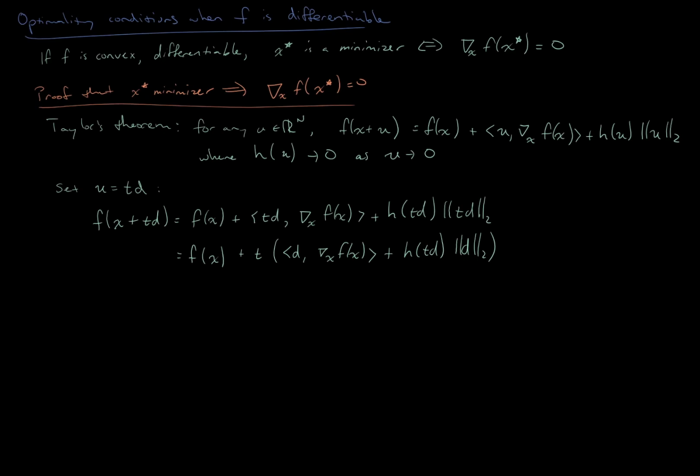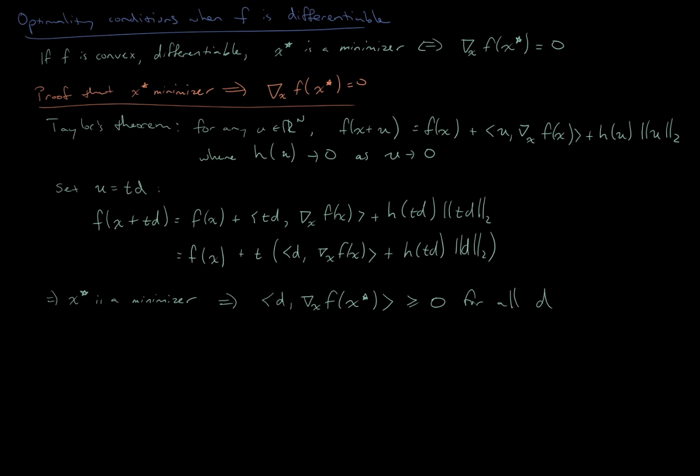So why am I spending so much time on this? Well, this actually tells us something very precise about what happens when x star is a minimizer. So if we plug in x star in here for x, if x star is a minimizer, that means that f of x star plus td is greater than f of x star. Well, the only way that can happen is if this quantity inside the parentheses is positive. So if x star is a minimizer, this inner product between d and the gradient of f evaluated at x star has to be greater than or equal to 0 for all d. That's what it means for x star to be a minimizer.